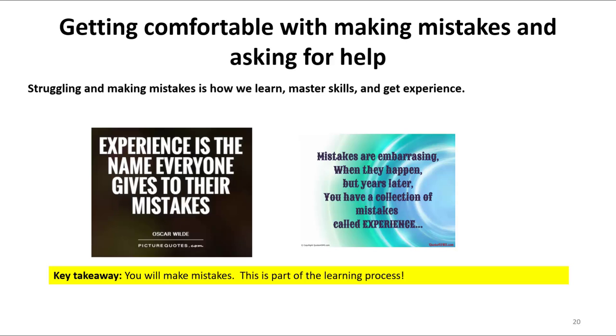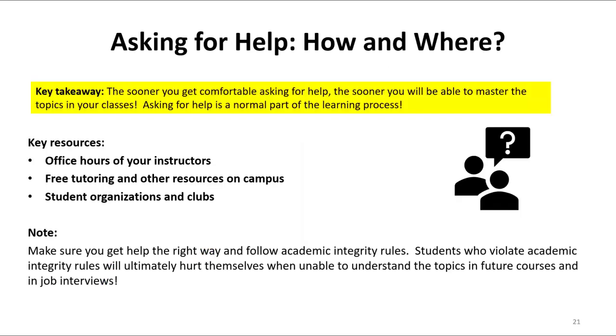I like these two quotes. First, experience is the name everyone gives to their mistakes. And then the other one, mistakes are embarrassing when they happen, but years later, you have a collection of mistakes called experience. The key takeaway here is that you will make mistakes. This is part of the learning process. Okay, so we need to get comfortable with making mistakes. And we also need to get comfortable with asking for help. And this can certainly be awkward and uncomfortable at first.